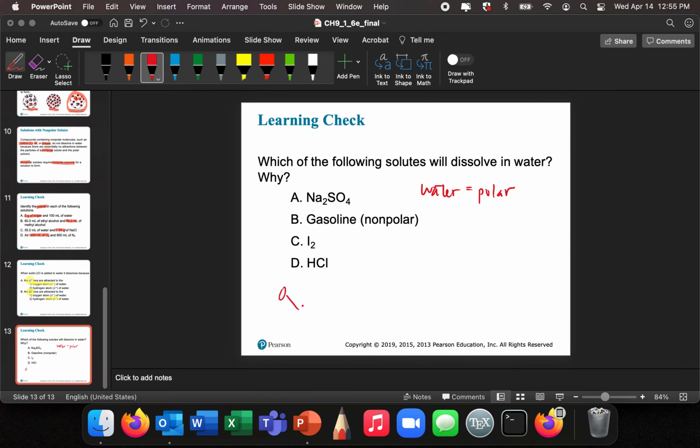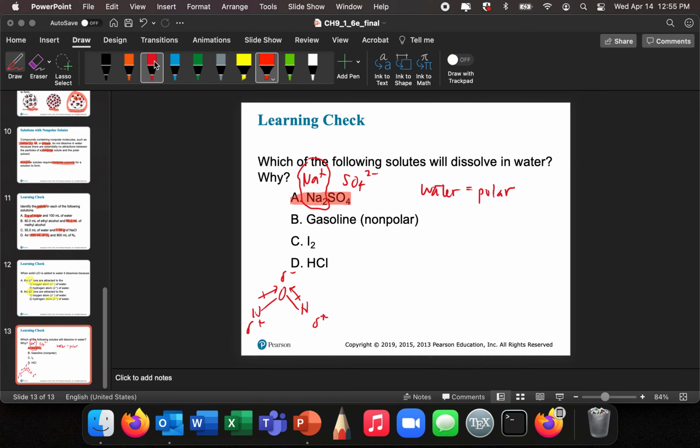Because you've got the 2 polar bonds here, and the electrons are being drawn toward the oxygen, so you have a partial minus up here, and a partial positive over here, and a partial positive here. So it's going to require polar solutes, right? And sodium is Na plus, and sulfate is SO4 2 minus. There's 2 sodiums because each has only plus 1. SO4 is 2 minus. This is polar because it's ionic, right? So this is definitely going to dissolve in water.